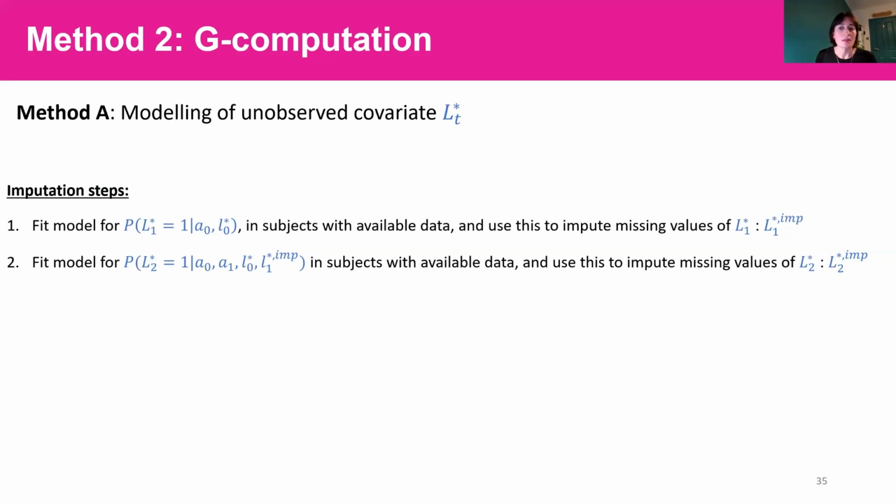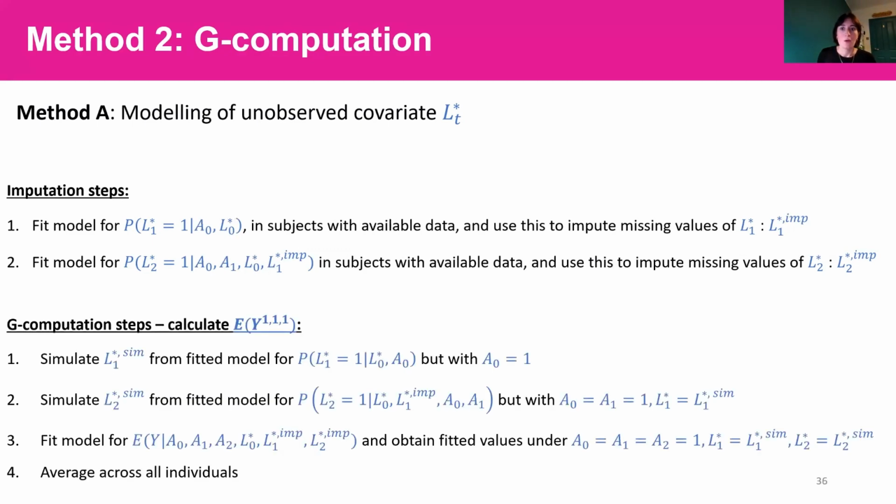To implement this method in practice, we start by imputing missing values for the unobserved L star sequentially in time, first for L1 star and then for L2 star using the imputed values for L1 star. We then simulate values for L1 star using the fitted model, but with A0 set to 1. So we're simulating what L1 star would have been if we'd intervened on A0. Similarly, we simulate values for L2 star from the fitted model, but with A0 and A1 set to 1, and with L1 star set to the simulated values.